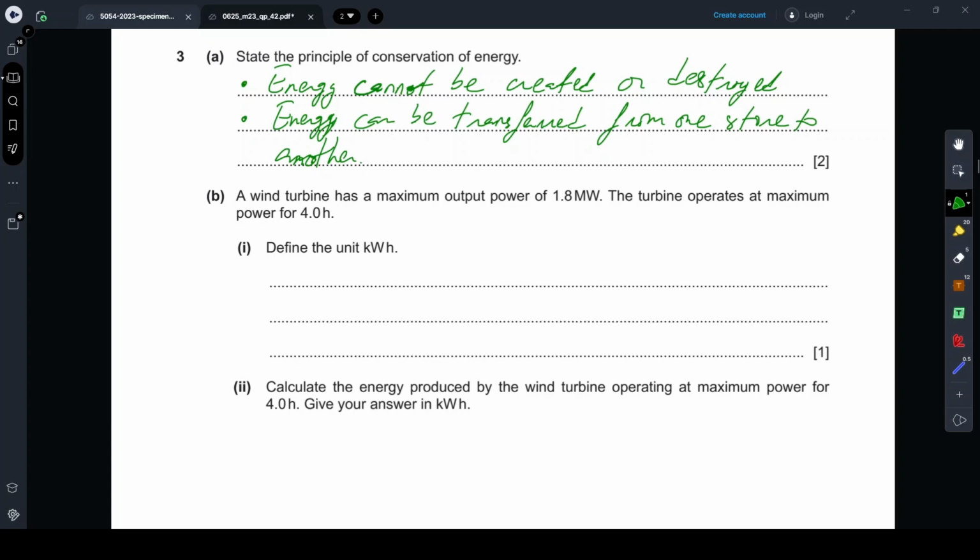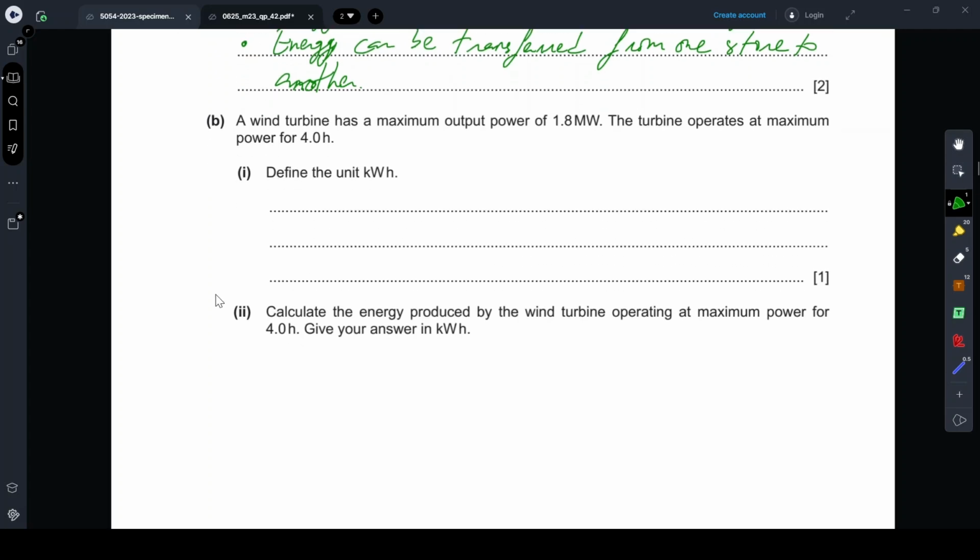All right, a wind turbine has a maximum output of 1.8 megawatts. The turbine operates at maximum power for 4 hours. Define the unit kilowatt hour. It is a unit.